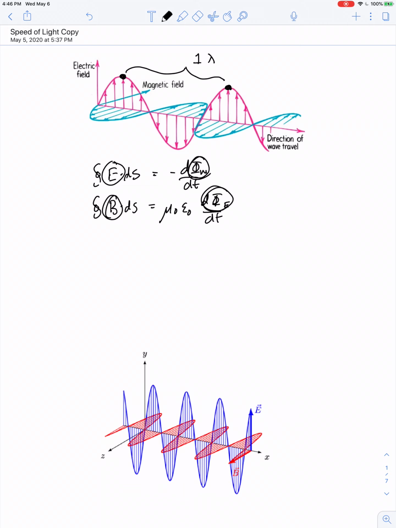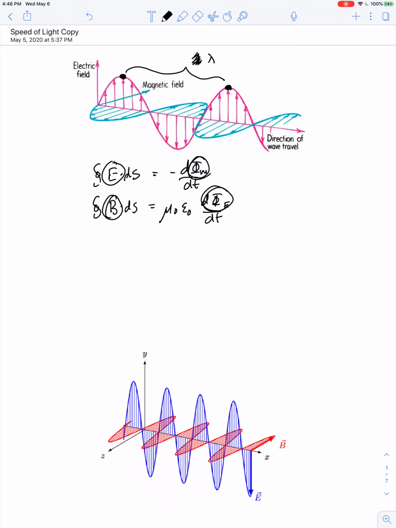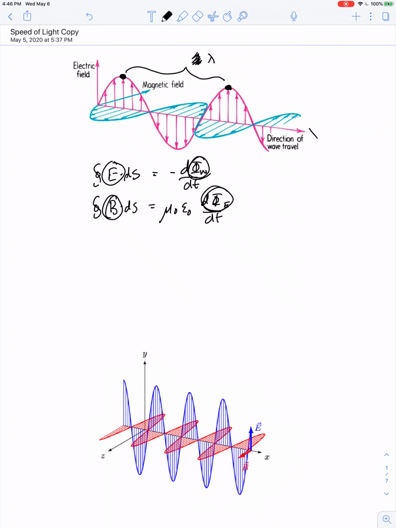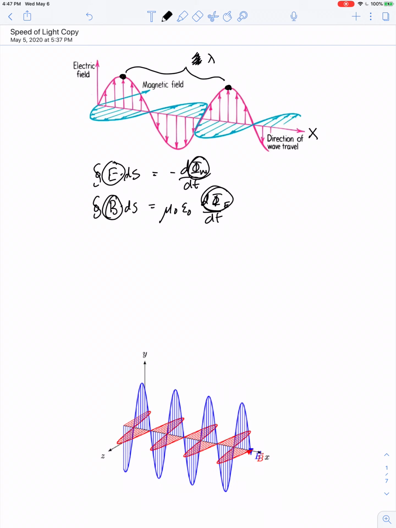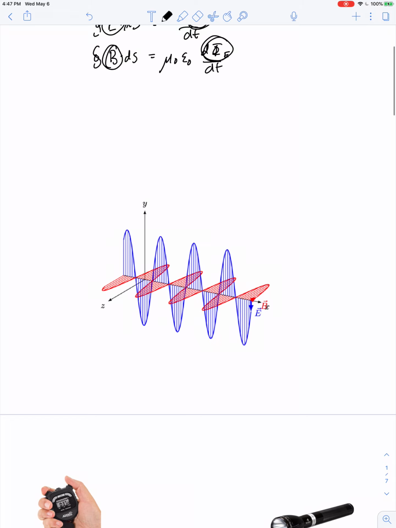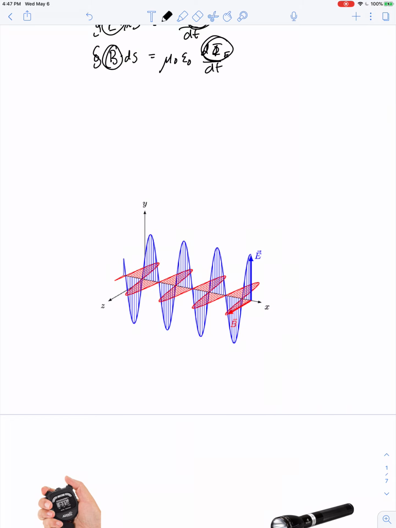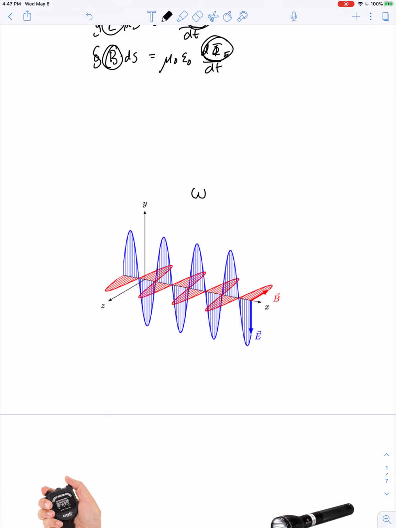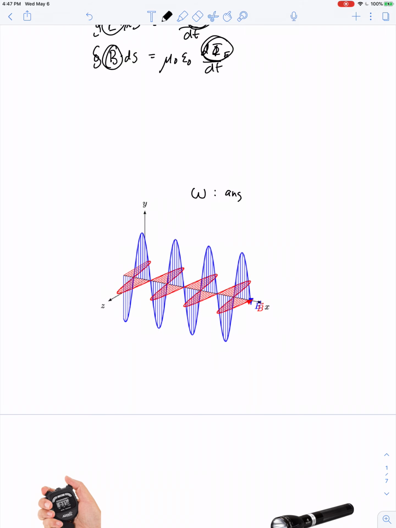Well, not only do waves vary in space and have a wavelength, but these waves, electric and magnetic fields, vary in time. In other words, there's some associated frequency as well. Omega represents angular frequency.